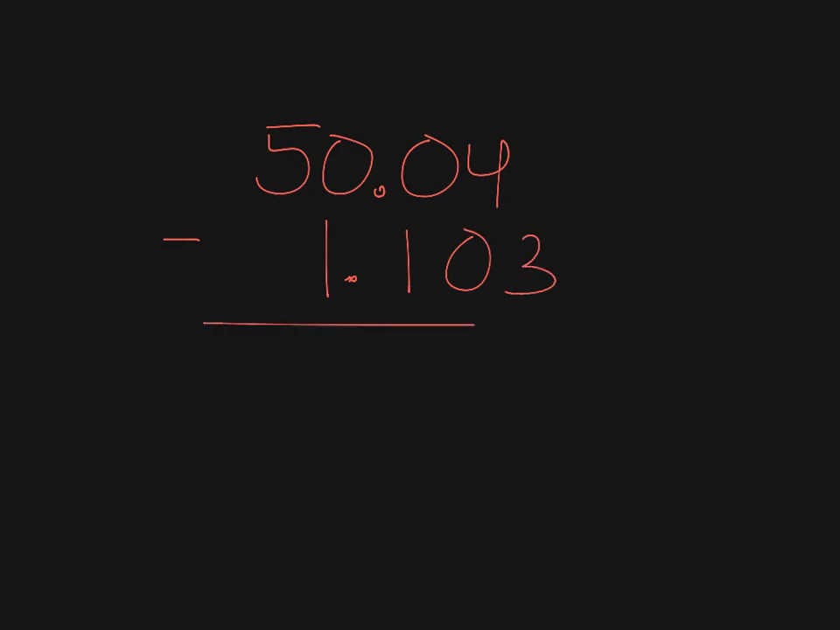For number 2, it says find the difference, which is an answer to a subtraction problem. Here is 50 and 4 hundredths minus 1 and 103 thousandths. I can add a 0 there. Don't forget to do that, because if you don't do that, some kids will just put a 3 down here, and that's going to be incorrect. You need to put the 0 here, and then you have to borrow.